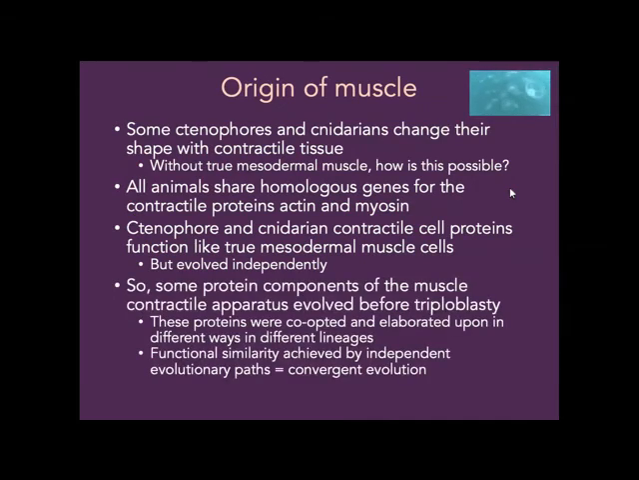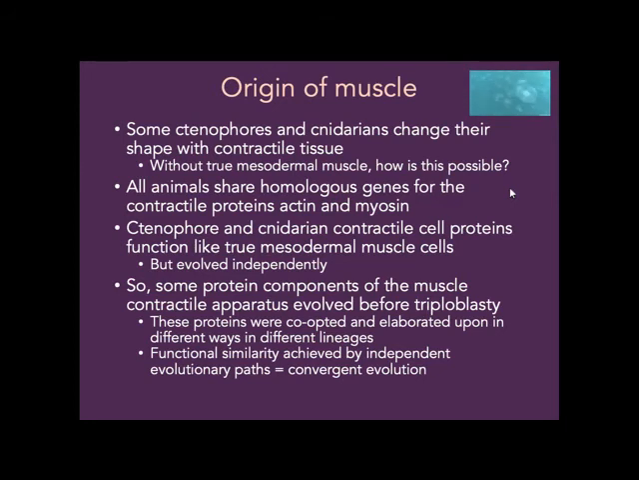Okay, so some of the protein components of the muscle contractile apparatus evolved before you had 3 layers of tissue, before triploblasty. And so we think that the proteins that were present in ctenophores and cnidarians, and then also in triploblasts, were co-opted and elaborated upon differently in the different lineages, right? So the functional similarity and how muscles seem to work in the different groups probably happened by convergent evolution, okay? So the genes for actin and myosin are homologous, but the muscle cells themselves, the structure of them, evolved independently in the different lineages, so they are analogous.